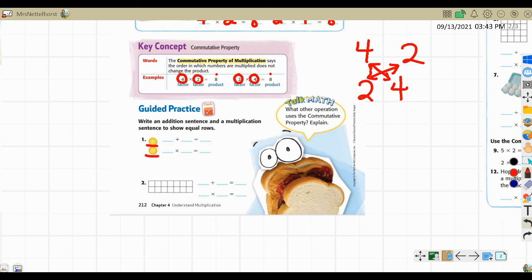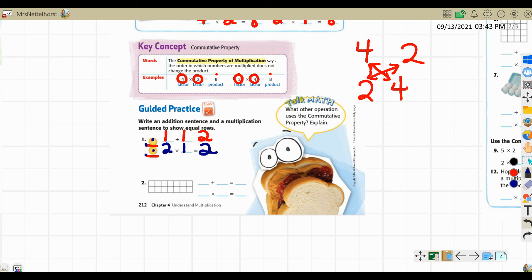Okay, so you have 2 rows. You have 1 in each row. So here you have 1 plus 1 for a total of 2. Let me do that with blue so you can see what I'm counting. So I have 2 rows with 1 in each row for a total of 2 counters. 1 plus 1 is 2, and 2 times 1 is 2.